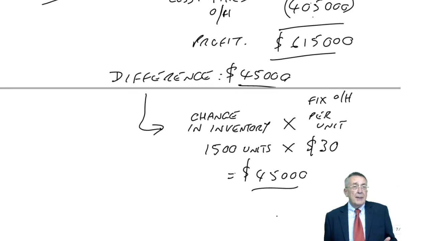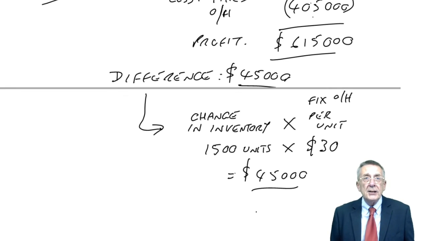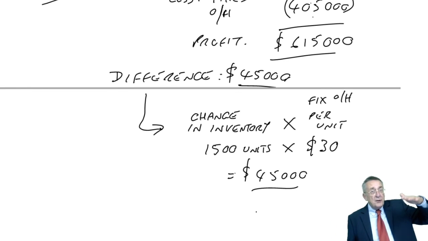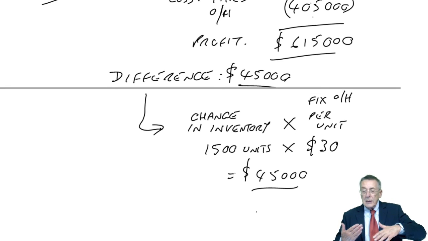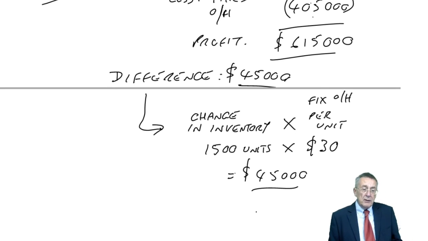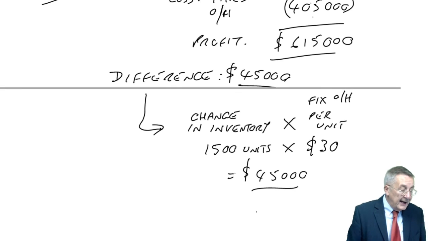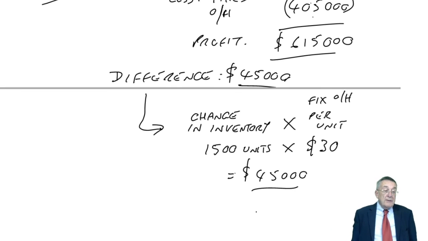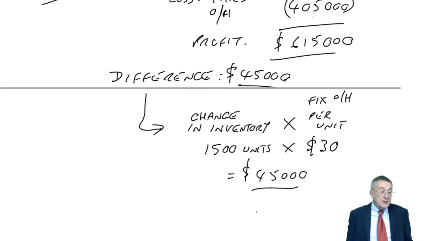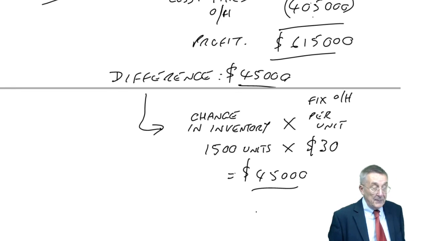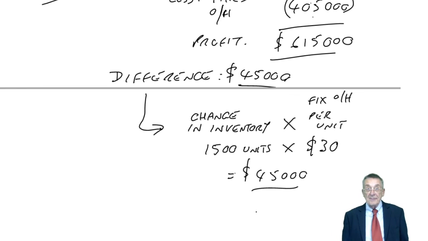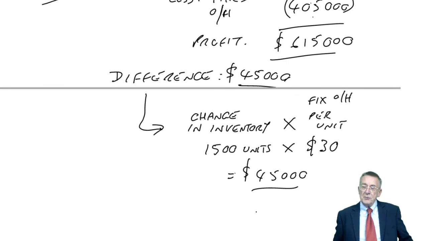I'm sure you can accept, without me going through yet another illustration, that if inventories were falling because you were selling more than you produced, in that case, marginal will give the higher profit. And you'll see at the bottom of the previous page, if it helps you remember, but do be convinced, when stocks increase, absorption is more. When stocks decrease, marginal is more.